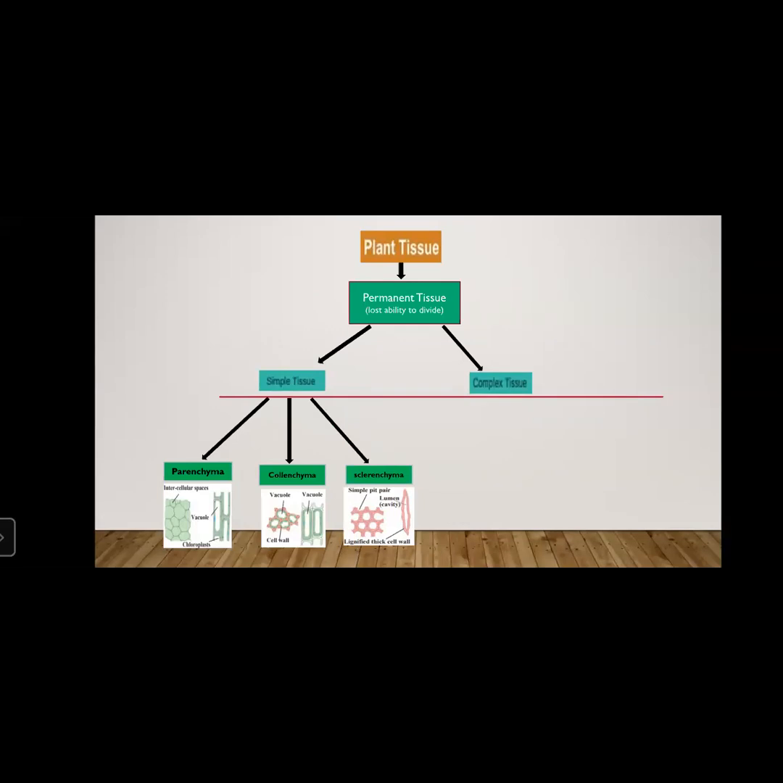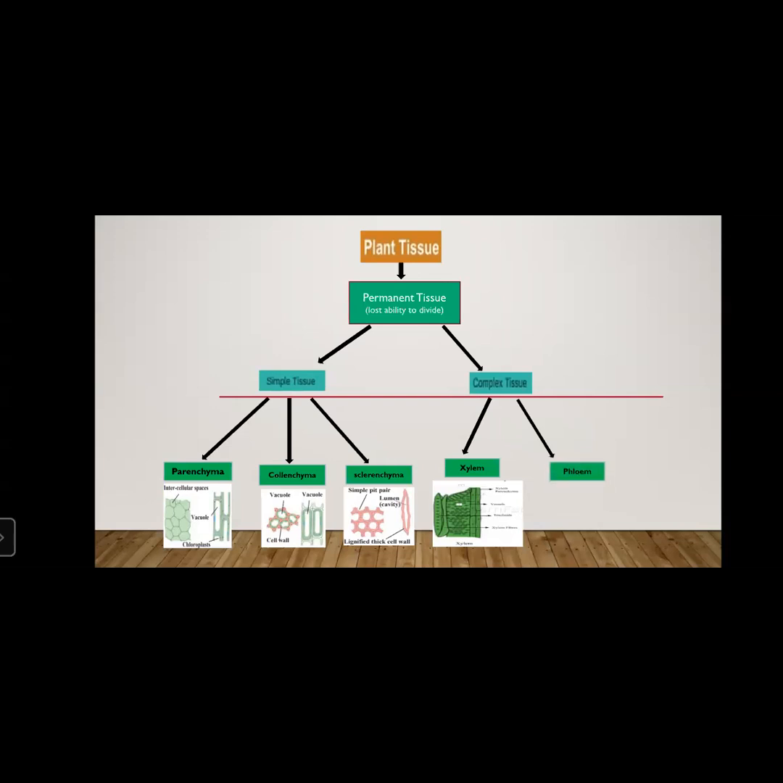The second subtype that we have studied was the complex tissue, which are composed of more than two different types of tissues, in which first was xylem, which is also known as conducting tissue. Xylem is composed of four different types of tissues, which are vessels, tracheids, xylem parenchyma, and xylem sclerenchyma. Main function of xylem is to conduct water and minerals from the lower part to the upper part, that is in the upward direction.